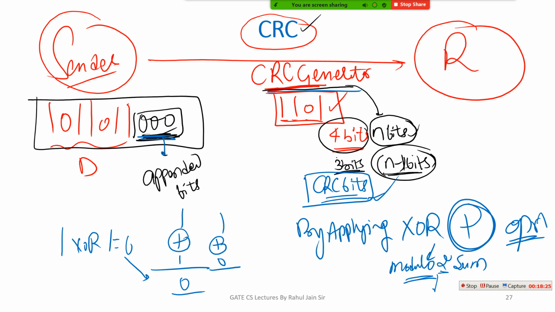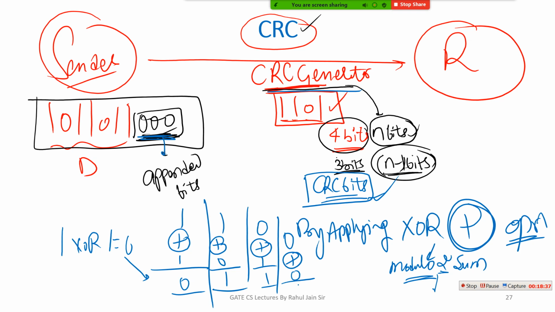Divide it by 2. What remainder am I getting? 1. So the result of 1 XOR 0 is 1. The result of 0 XOR 1 would be 1. The result of 0 XOR 0 would be 0. For 1 1 1, if I apply XOR here, then 1 plus 1 is 2, 2 plus 1 is 3, 3 divided by 2 leaves 1. So the result would be 1.